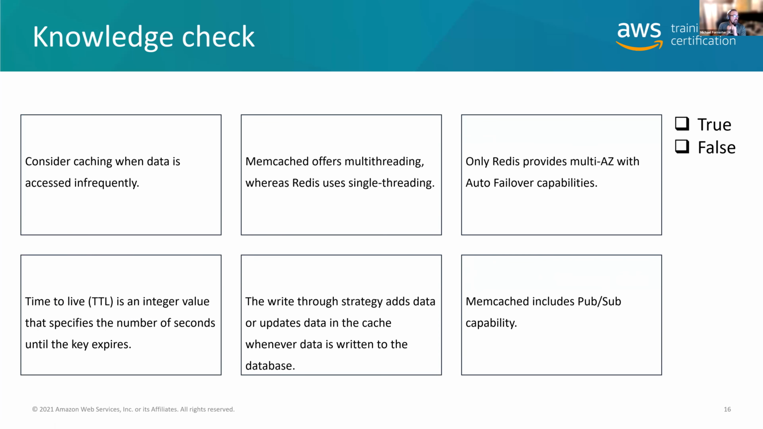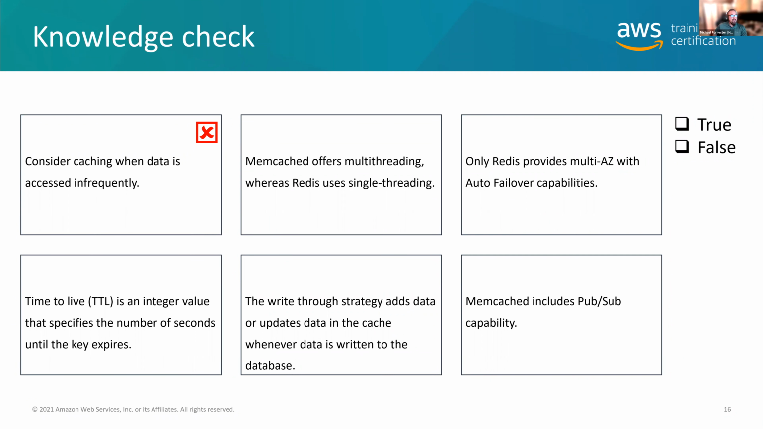Okay, so now here's the check. True or false? Consider caching when data is accessed infrequently. Is that true or false? Is that when you want to consider caching? Good. Yeah, it's definitely not true, right? When data is frequently accessed, that means we get reuse right out of it, right?